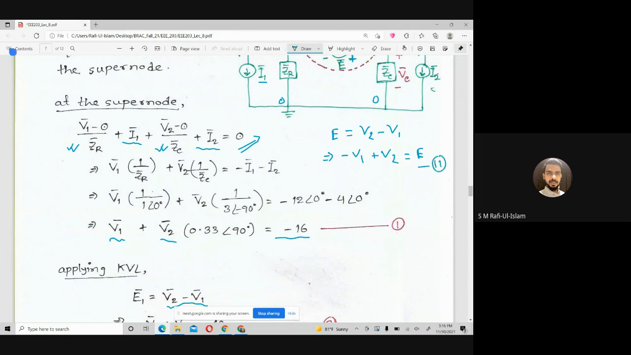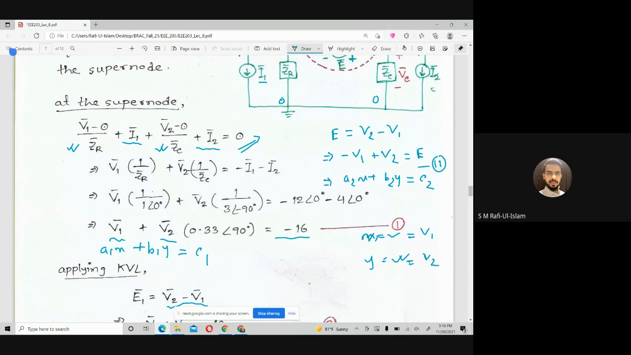So the first is like a1x plus b1y equals c1, and this one is like a2x plus b2y equals c2. Can I calculate x and y using Cramer's rule? We can calculate x and y, right? So x is nothing but V1, and y is nothing but V2.